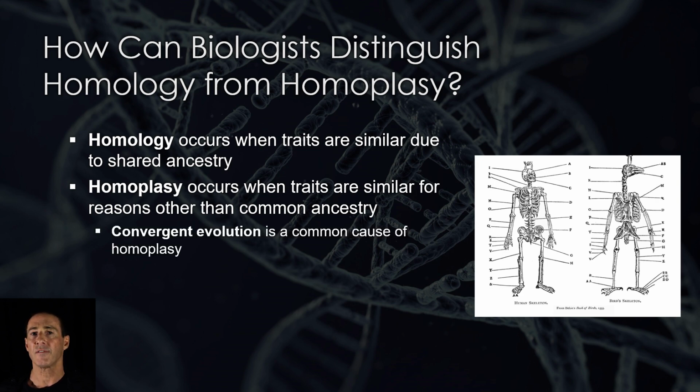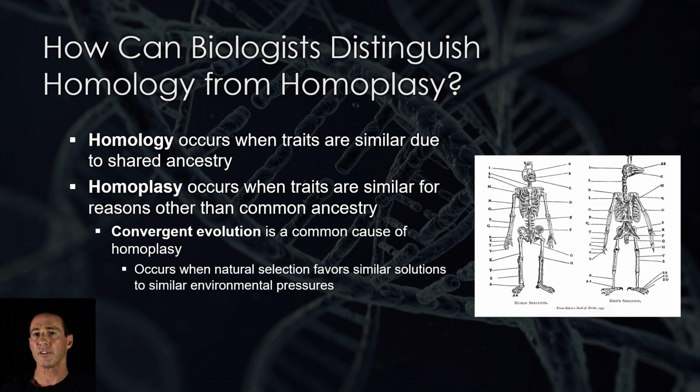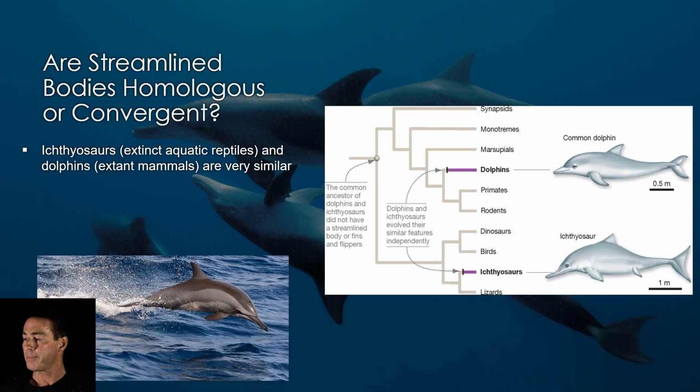A common cause of homoplasy is convergent evolution. Convergent evolution occurs when natural selection favors similar ways of making a living in different species. The extinct aquatic reptiles called ichthyosaurs were strikingly similar to modern dolphins. Both are large marine predators with streamlined bodies and large dorsal fins. Are these characteristics homologous in dolphins and ichthyosaurs?